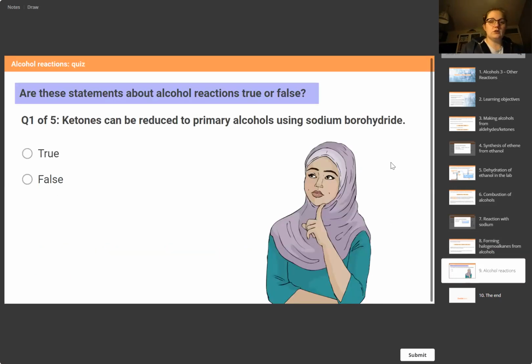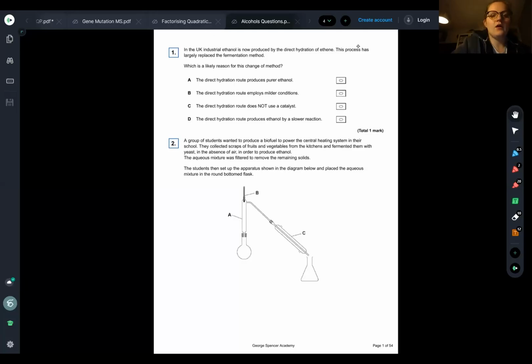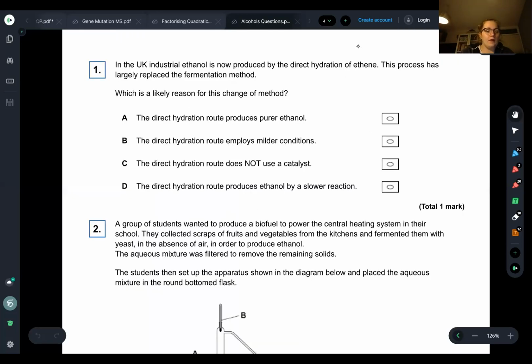What I'm just going to do now is pause this. Okay, so what we're going to have a quick look at now is a few exam questions based on alcohols.